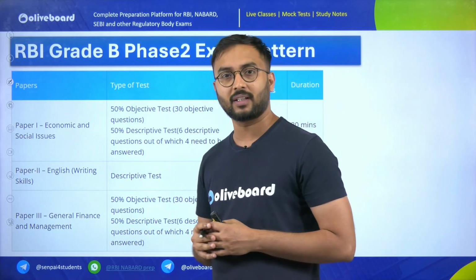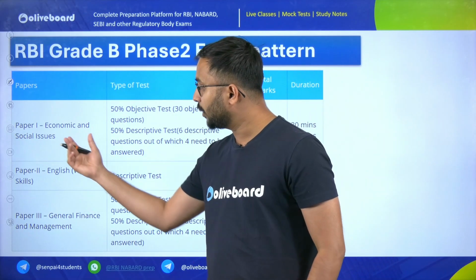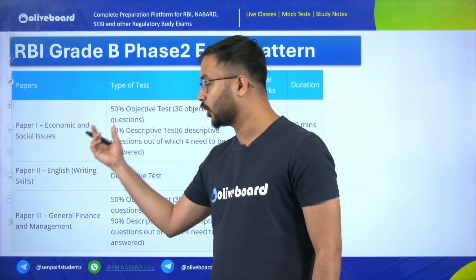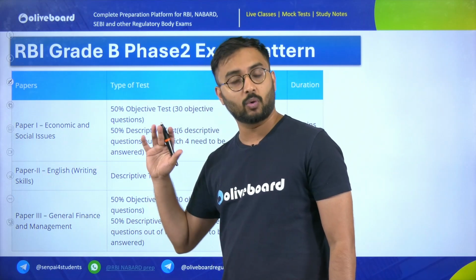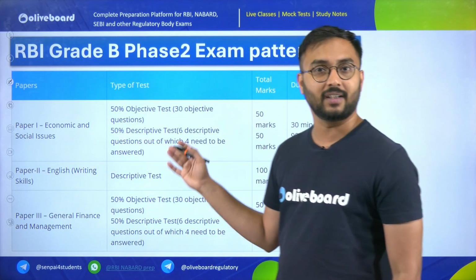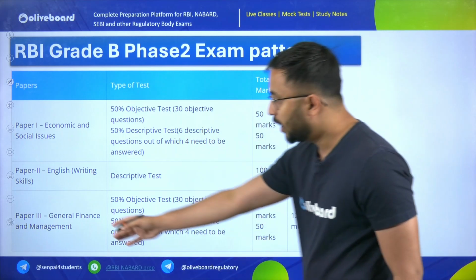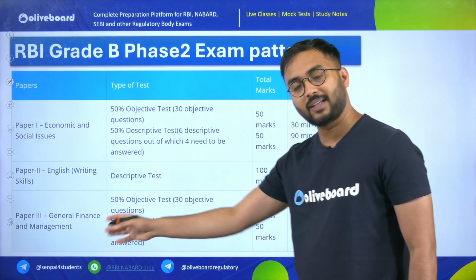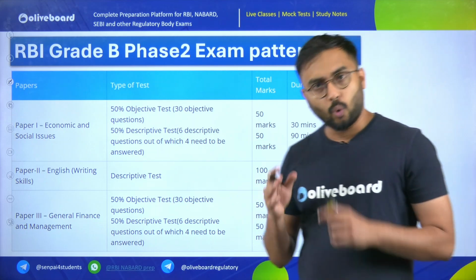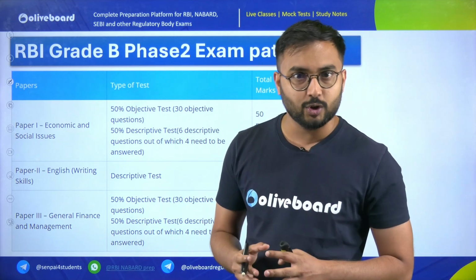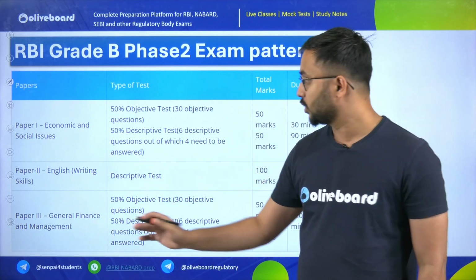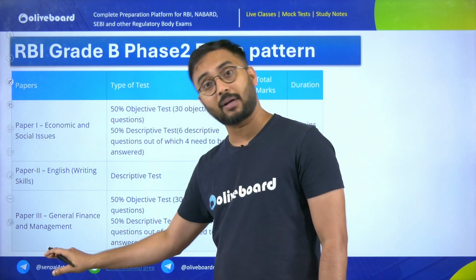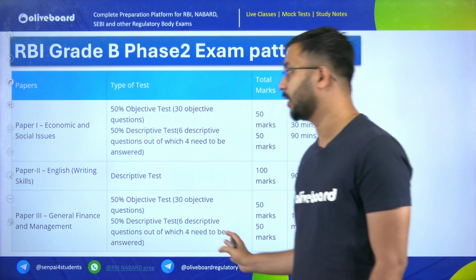When you look at the exam pattern, it's very simple. Paper 1, paper 2 and paper 3. Paper 1 is economic and social issues, 100 marks. Paper 2 is English answer writing, descriptive completely in nature: essay, précis, reading comprehension, 100 marks. Paper 3, general finance and management, again 100 marks. The core subjects, ESI, finance and management, each of these subjects has 100 marks.